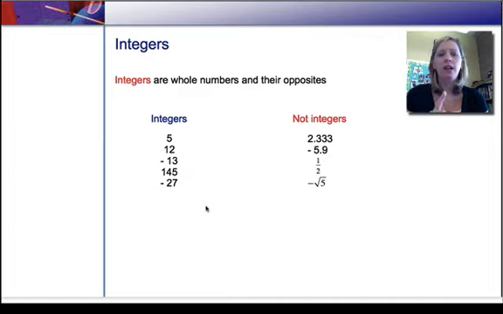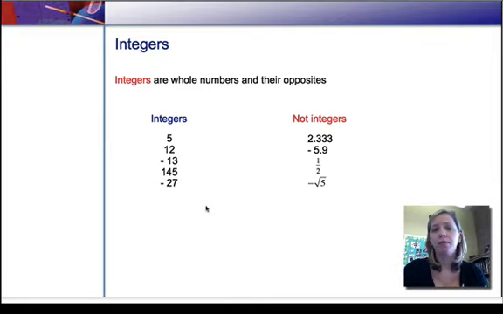Integers are 5, 12, -13, 145, -27, and 0. Non-integers are things that might have a decimal, like 2.333 or -5.9. Fractions are not integers, so 1/2 or -2/3 or something like that. Or anything that has a square root that can't be simplified nicely, like for example the negative square root of 5. That would not be an integer either. Mostly what we're going to focus on in the examples today will be integer addition and integer subtraction.